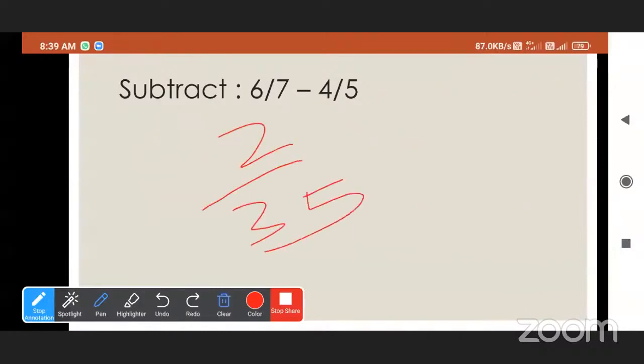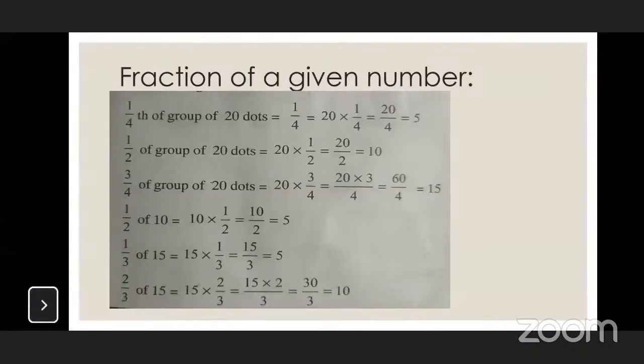Okay, good. So see here how to find the fraction of a given number. If the given is 1/4 of a group of 20 dots, that is 1 upon 4, we have to multiply 20 by 1 upon 4. So we will get 20 upon 4, that is 5.